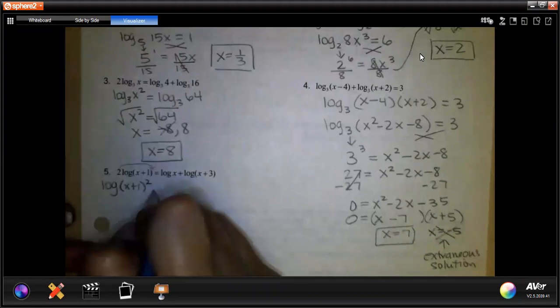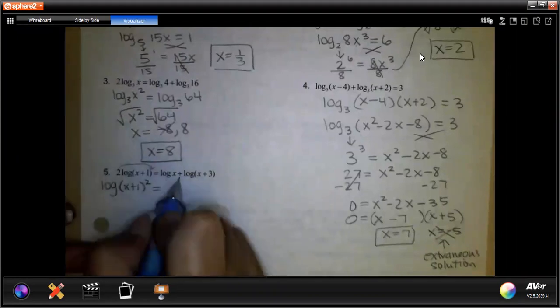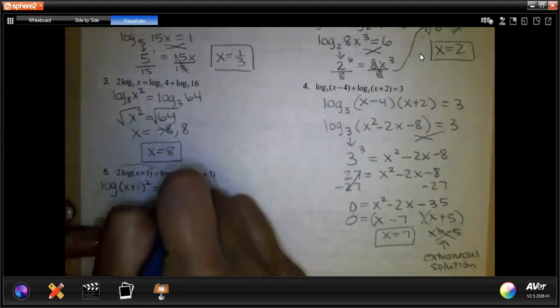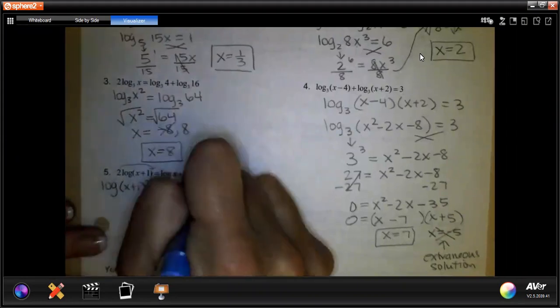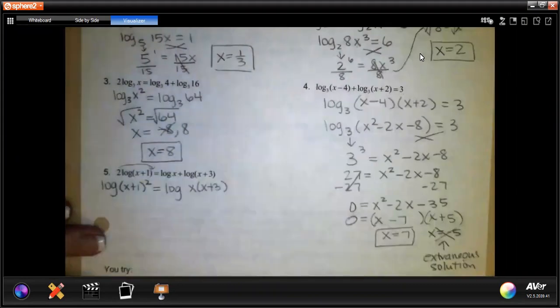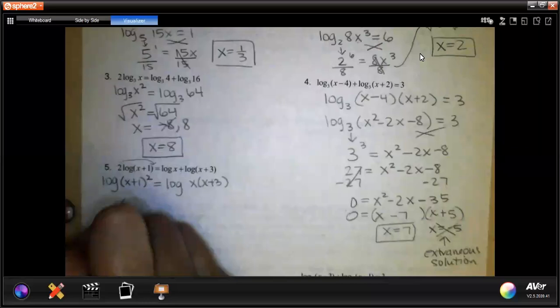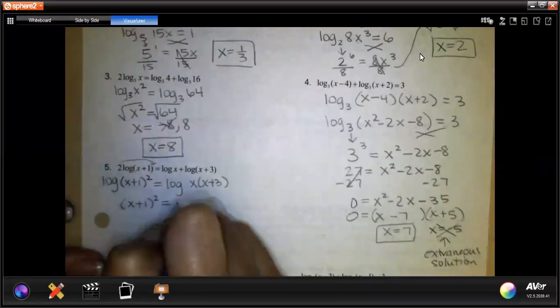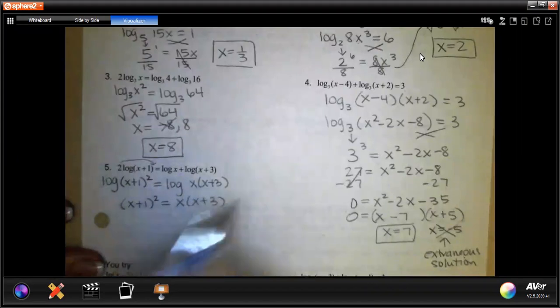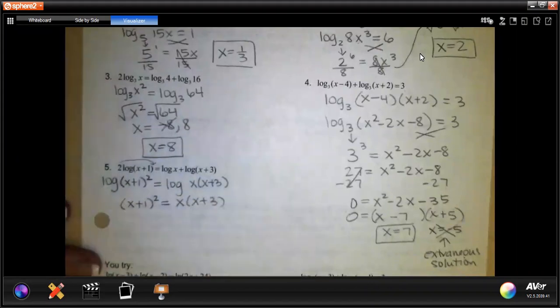On the right-hand side, I want to put these two together. They are separated by a plus, so that means that we are going to multiply. Since I have the same exact log on both sides of the equal sign and nothing else, I can set my arguments equal to each other. If there was something else on that side, then you could not do that. But since it is just a log on each side and they're both the same log, you can set the arguments equal to each other.